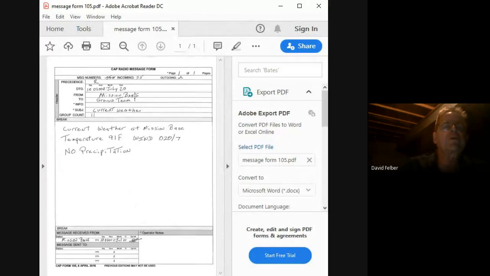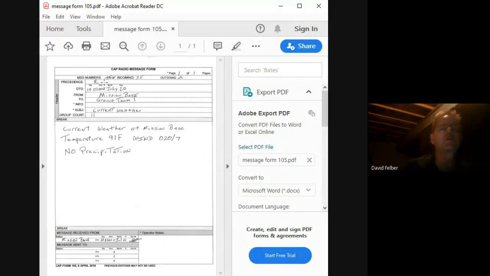So as we go through this, this is a CAP form 105. Notice one thing I wanted to point out. This message number, notice I made a cross out with my initials after it. Never erase anything, never obliterate it. Simply cross it out with a single line entry and initial it. Okay? So this message I created this morning, page 1 of 1, it's only one page. I received it as message number 35.